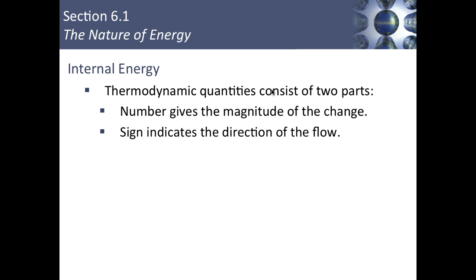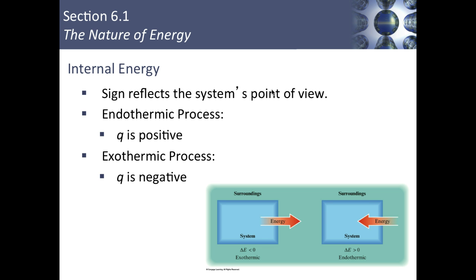Now, our thermodynamic quantities, our energy values, have to have two things: the magnitude, which is a number. So if I see 1 joule versus 150 joules, I know there's a big difference. And then a sign that lets us know which direction the energy is going, in or out of the system. Always, we're going to look at it from the system's point of view. So if delta E is less than 0 or negative, that means it's going to be exothermic. Whereas if it's positive, that means energy is coming into the system. It's an endothermic process.